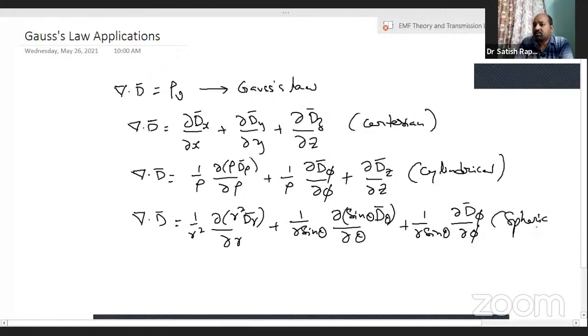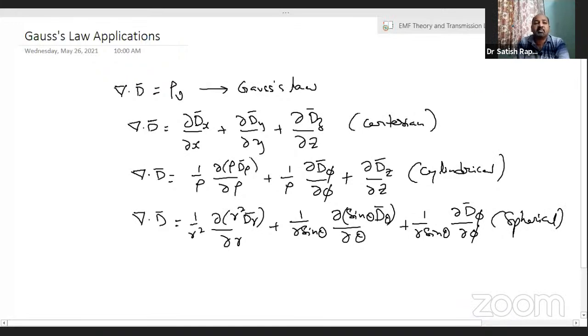And so this is in spherical coordinates, right? These are the three different forms in Cartesian coordinates, cylindrical coordinates, and spherical coordinates. You have to remember these expressions, because a problem may be given in cylindrical or spherical coordinates, whatever it may be. So you have to remember these three equations.